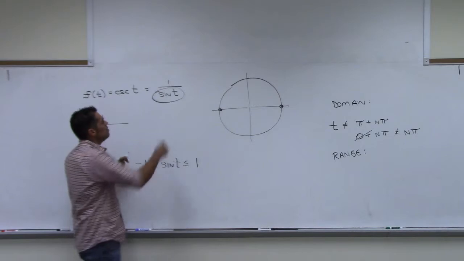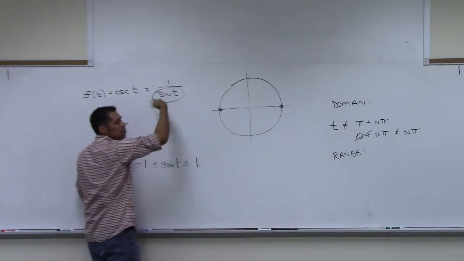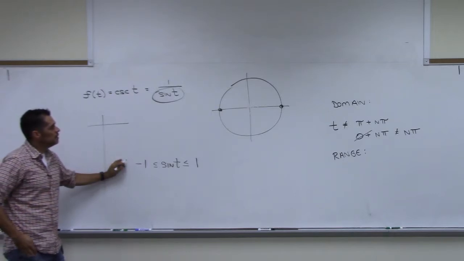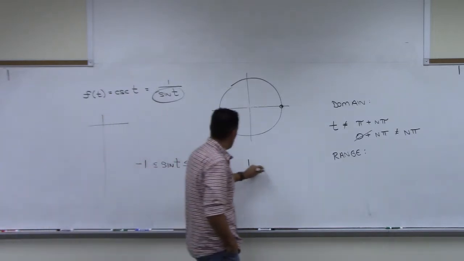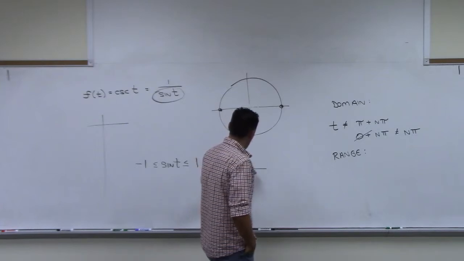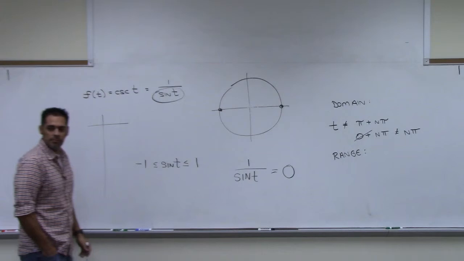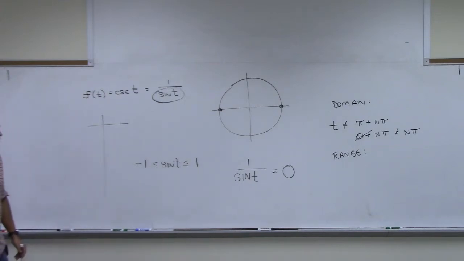I'm not saying 0 down here. I'm saying, can this whole fraction give me 0 ever? Why not? Why can't 1 over sine t ever give me 0? Why can't this happen? Because 1 divided by anything can't give you 0. 1 divided by anything can't be 0.